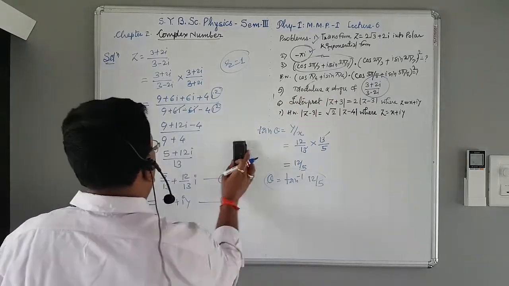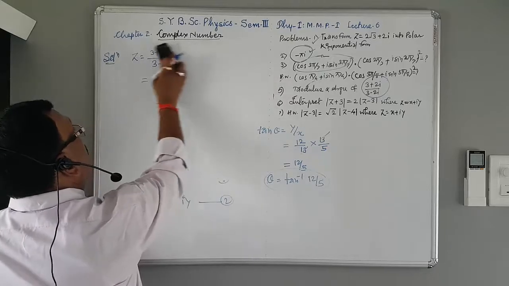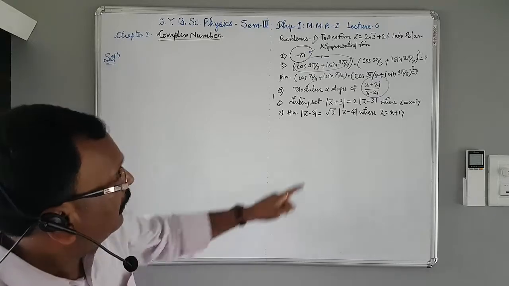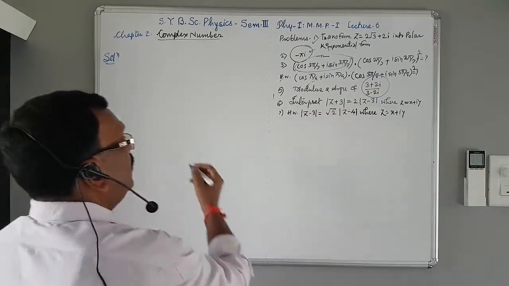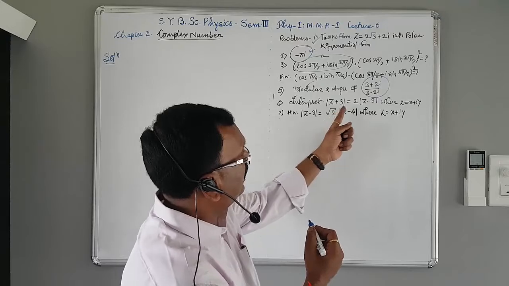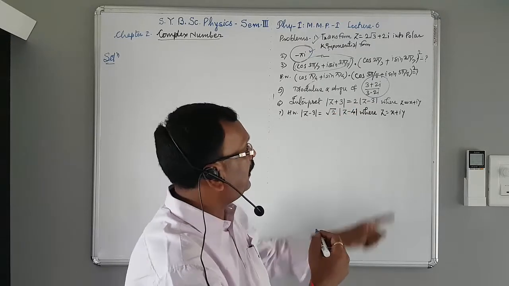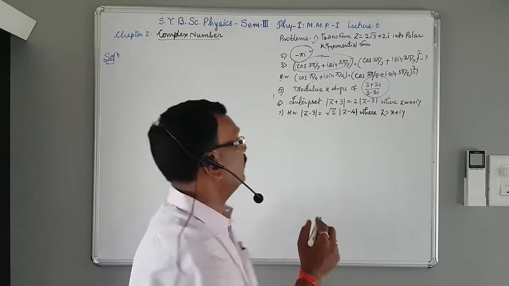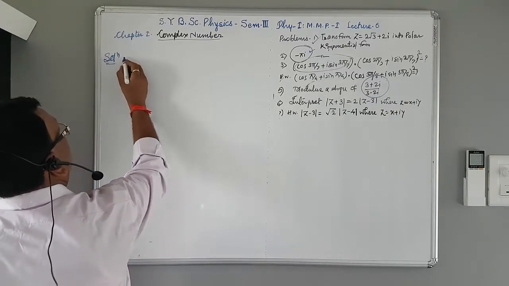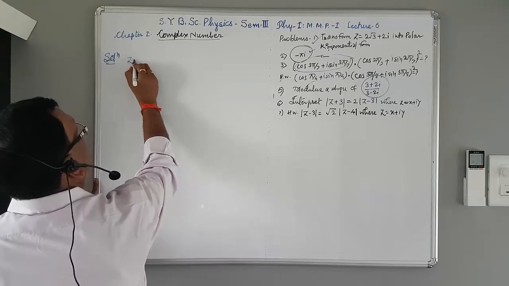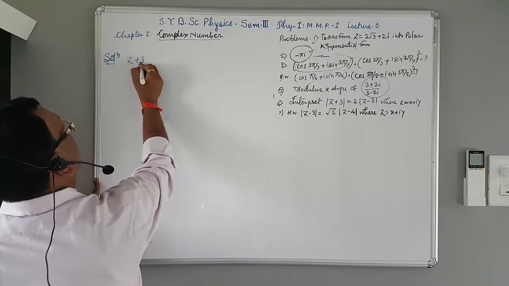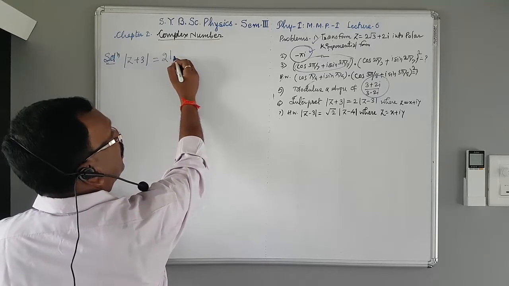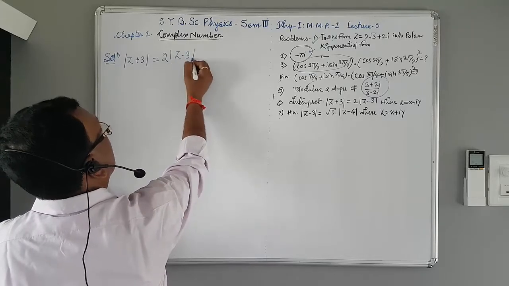Now, the last problem. Interpret this equation. What is the equation? Mod of z plus 3 is equal to 2 into mod of z minus 3, where z is equal to x plus iy. We have to interpret this equation. For this purpose, let us have a solution. Mod of z plus 3 is equal to 2 into mod of z minus 3.